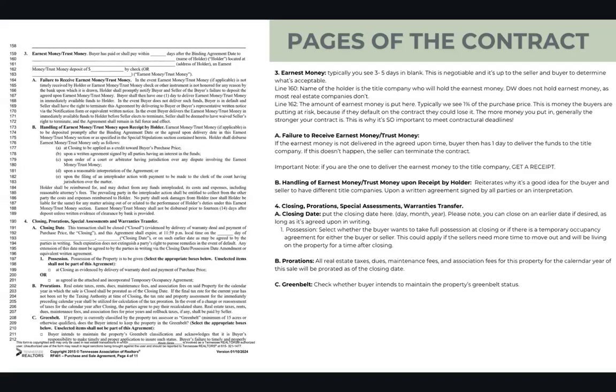Typically, we see 1% of the purchase price. So this will be the money that the buyers are putting at risk, because if they default, they could lose it. So the more money you put in, generally the stronger your contract is. So this is why it's super important to meet all of the contractual deadlines. Failure to receive earnest money or trust money. So if the earnest money is not delivered in the agreed amount of time, the buyer has 1 day to deliver the funds to the title company. And if this doesn't happen, the seller can then terminate.